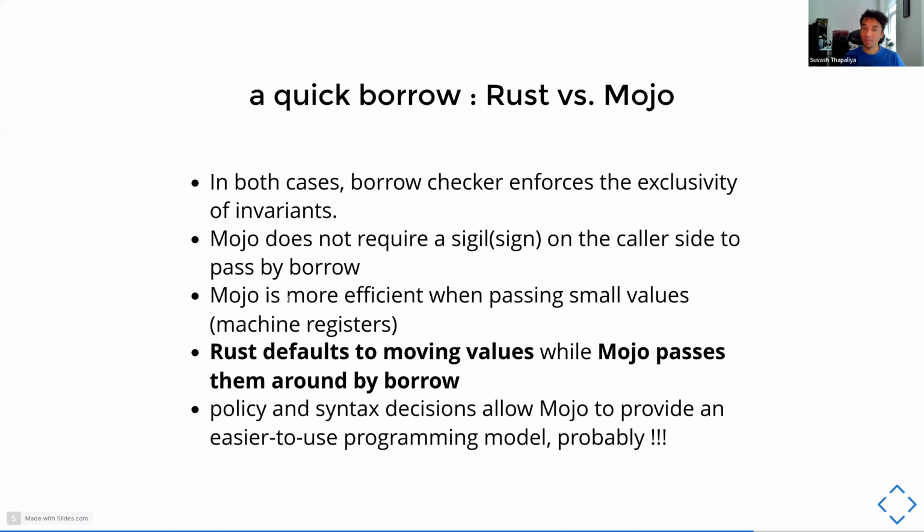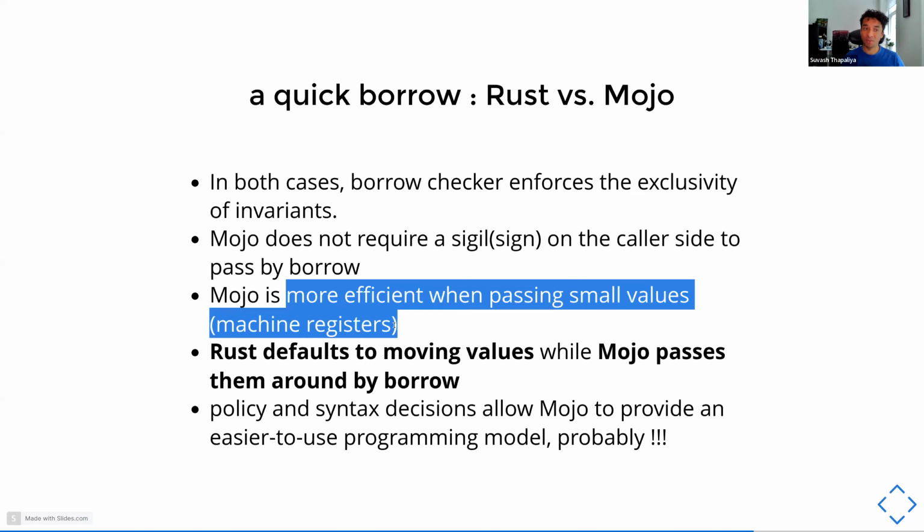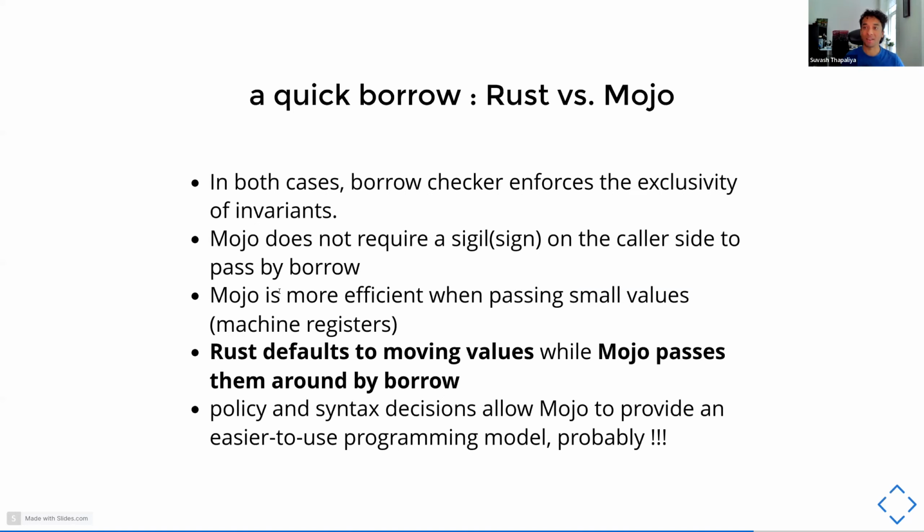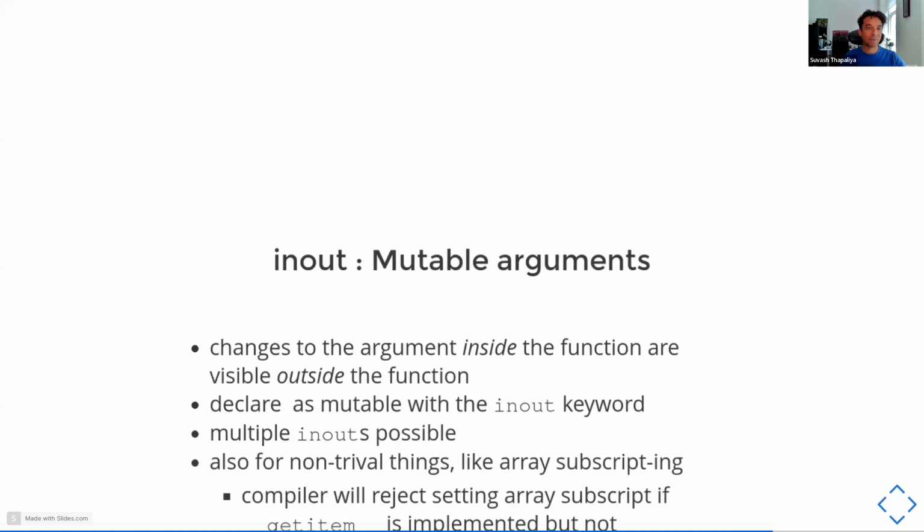So Mojo actually makes use of this machine register, which I don't think Rust does either. It does not put things directly on the CPU register. And don't take my word for it, but I think this is correct. Rust defaults to moving values. If you've used Rust, every time you call a function, you're like, take this, I don't want it. Basically every function is trying to give things away to somebody else. In Mojo, it's passed by borrow. That's the quick thing here.